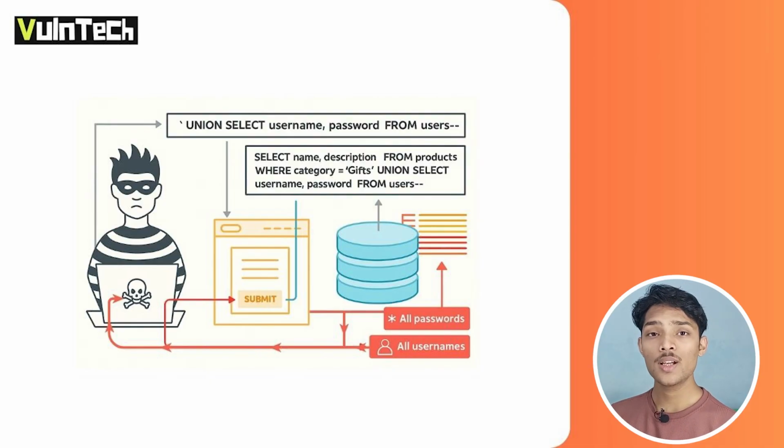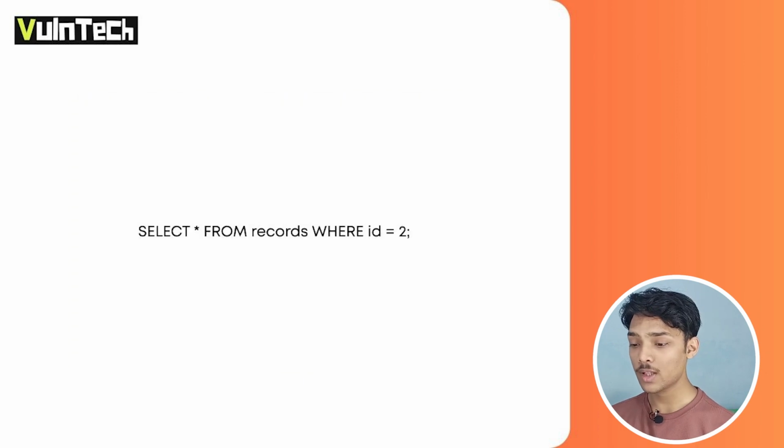Now what does a SQL query actually look like? For example, here we have select star from records where ID is 2. What this simple command means is that we give a command to the server to select the row where ID is 2 from our records. Now if there is an ID number 2, it will give us the result, the username or password regarding that ID number.